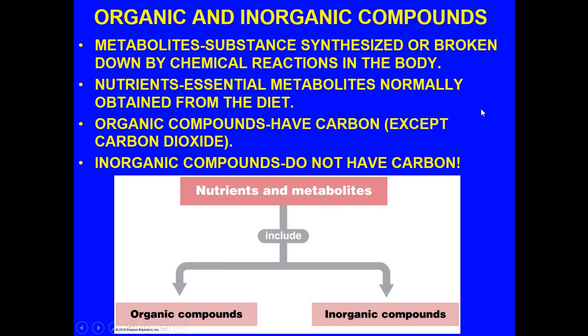Now, terms we have to be aware of. Metabolites, these are substances synthesized or broken down by chemical reactions in the body. Nutrients, these are essential metabolites, normally obtained from our diet. We don't make them. We have to consume them. Organic compounds have carbon, except the only one that's not considered an organic compound is carbon dioxide. Now, inorganic compounds do not have carbon. An example of an inorganic compound, real simple, sodium chloride. Okay? Hydrogen peroxide.